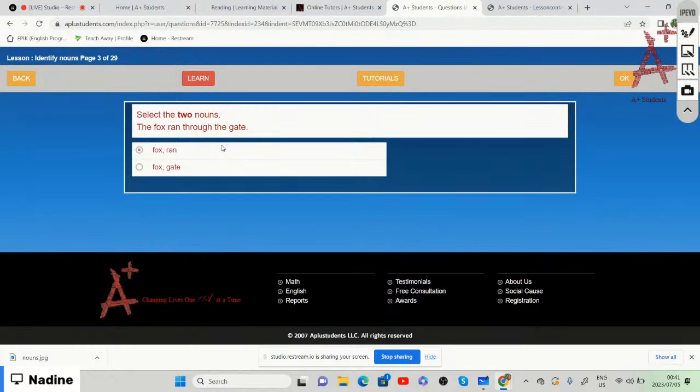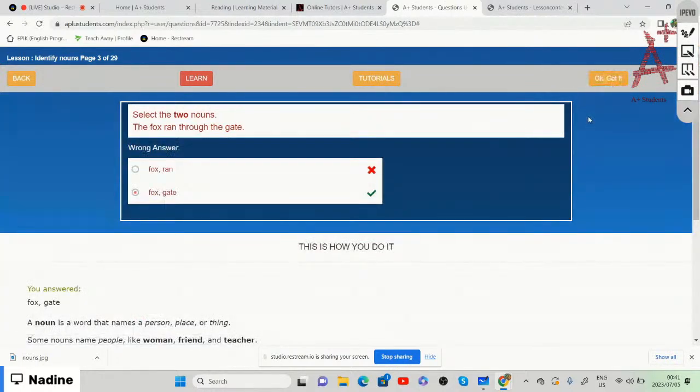All right, let's do this quickly. Let's choose option one. Option one is incorrect, because ran is an action that you do. So if you selected option two, fox and gate, then that is correct. Those are two nouns.